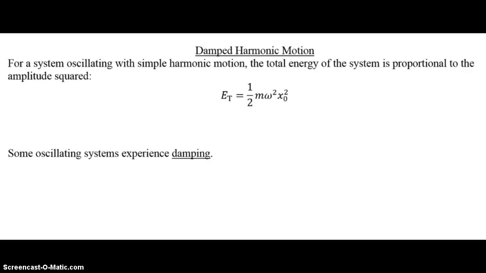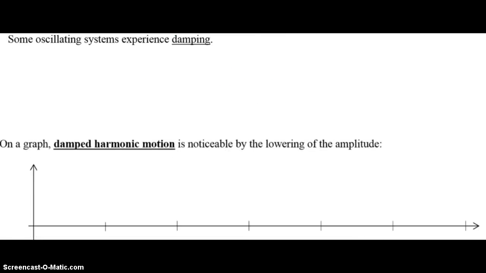So a system which is oscillating with simple harmonic motion or even damped harmonic motion has its energy given by this equation. So the energy is a function of the amplitude. In other words, if the amplitude decreases, so does the energy. We could say, in fact, that the total energy is proportional to the amplitude squared. That'll be useful in a little bit.